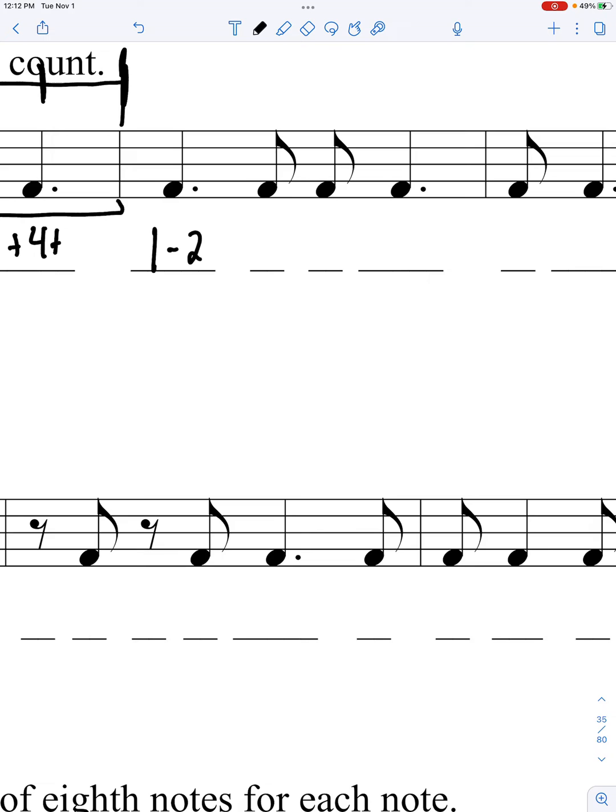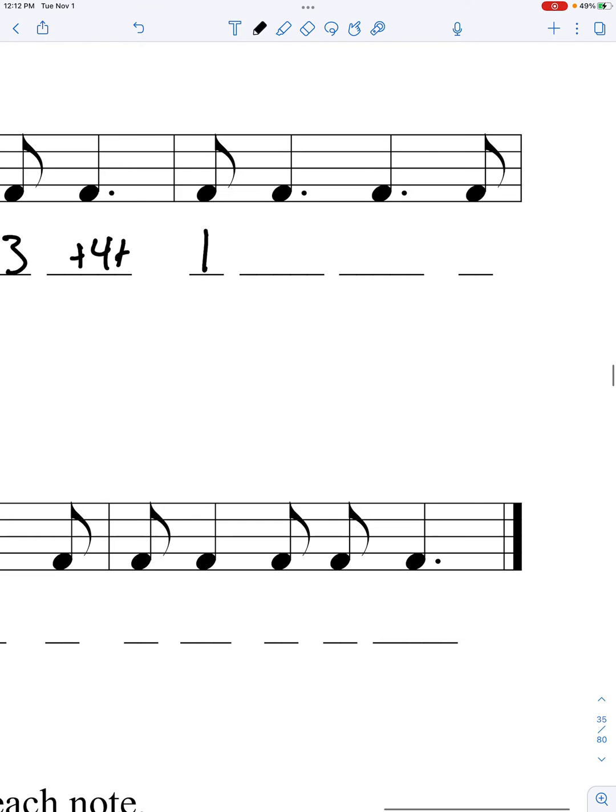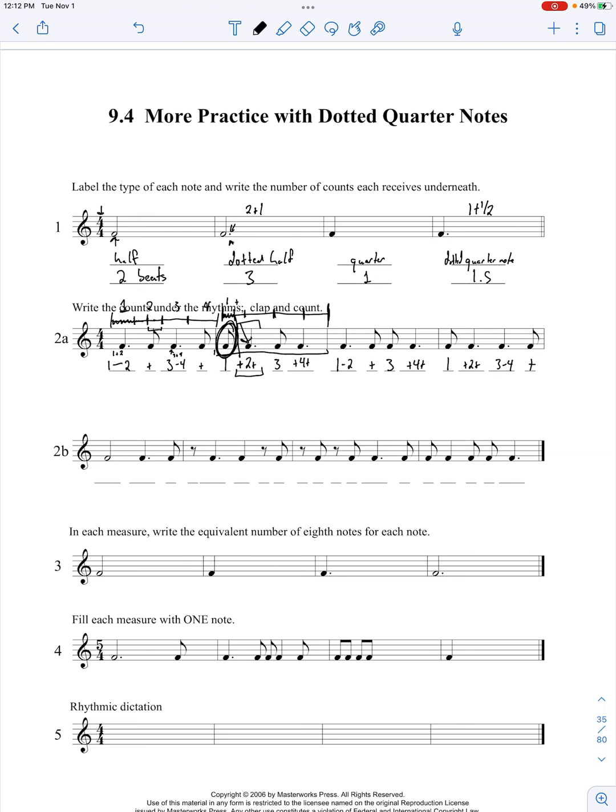So this is going to be 1 and 2, or 1-2 and. Then we have 3 and 4 and, like that. The next one is 1 and 2 and, 3-4 and. So if we try to count and clap that, that's going to sound like this.